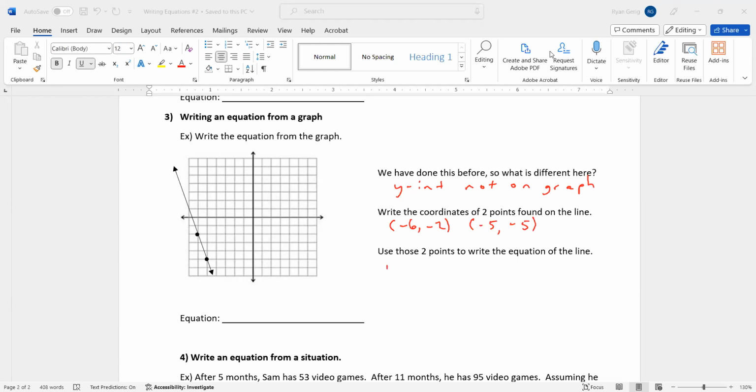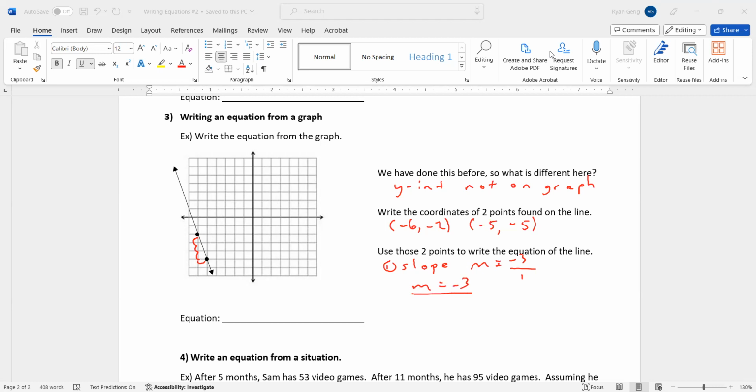So the first thing we want to do is the slope, right? Now you might do the slope formula. It's fine if you do. But you also have a graph here. Look what I can do. I can count 1, 2, 3, down 3, over positive 1. So my slope is negative 3 over 1, or just negative 3.